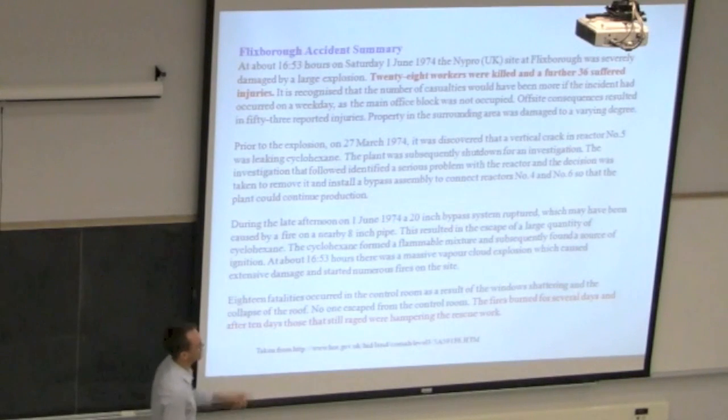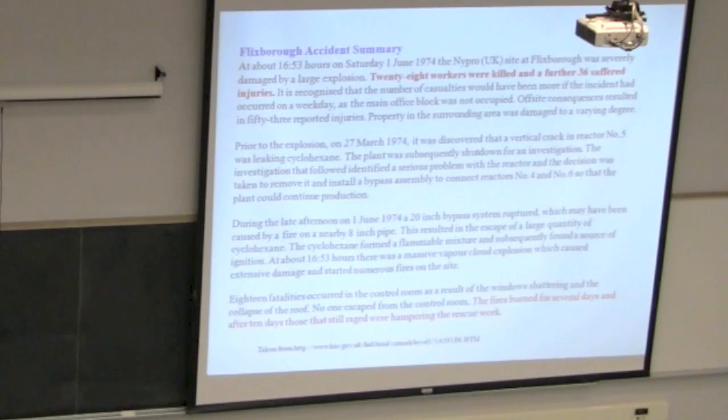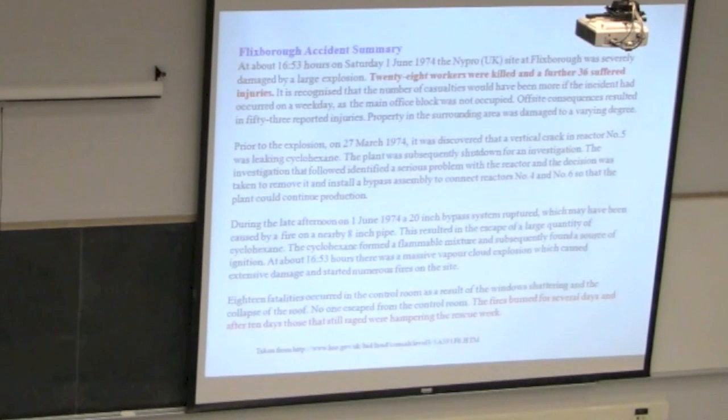Cyclohexane formed a flammable mixture. So here's cyclohexane. It's not on the ground. It's not a liquid on the ground. It's vapor in the air. From the BP case study we saw on Monday, you've got an explosive mixture in the air. So you've got oxygen, you've got the source of fuel. This is going to explode and form a vapor cloud.